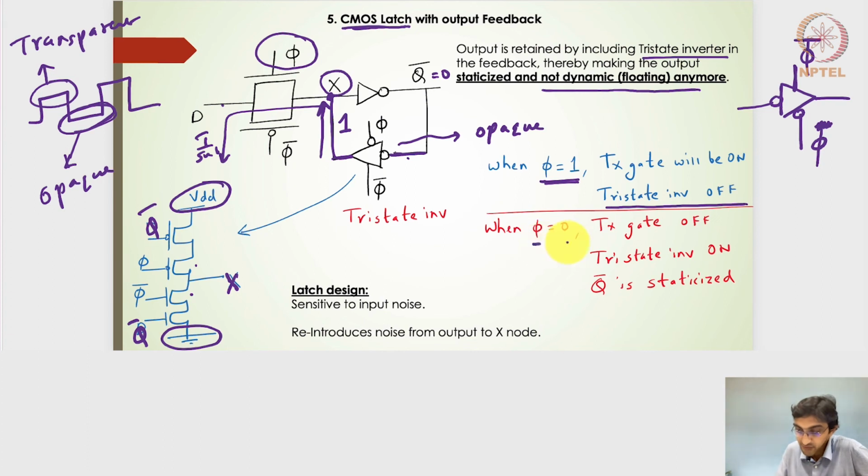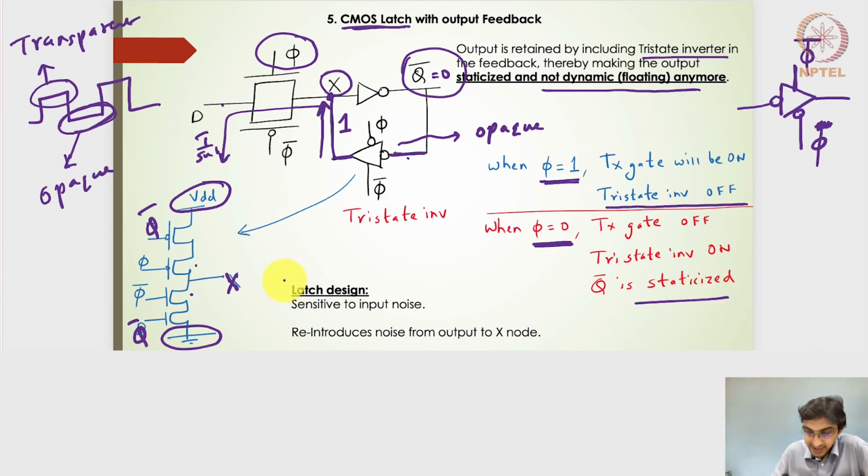When phi is equal to 0, that is when the opaque state starts, the transmission gate will not pass because this will be 0. And we will have the tri-state inverter passing the signal of the previous output, ensuring that X is retained at the previous X value, right? So the tri-state inverter will be on and Q bar is staticized.